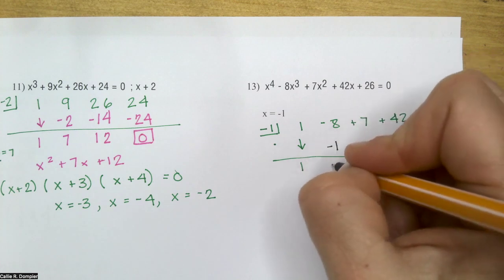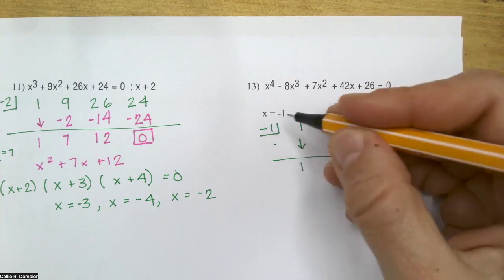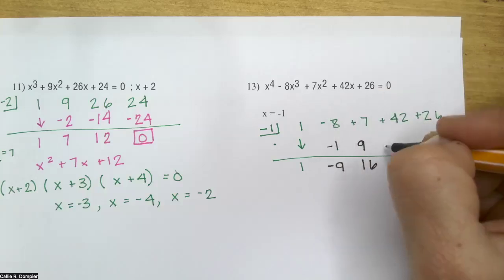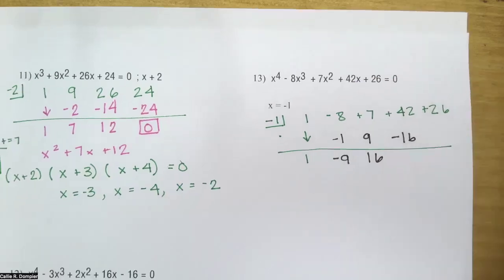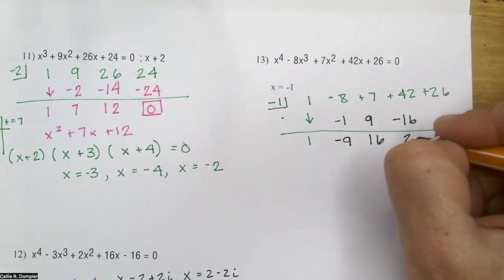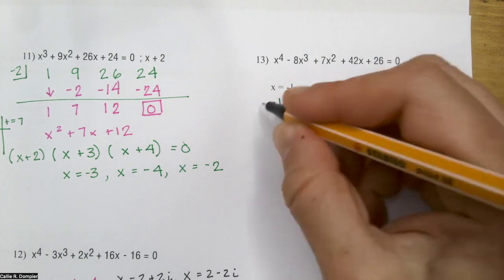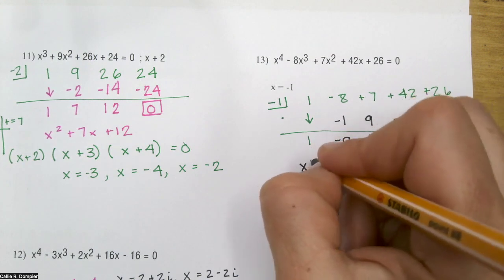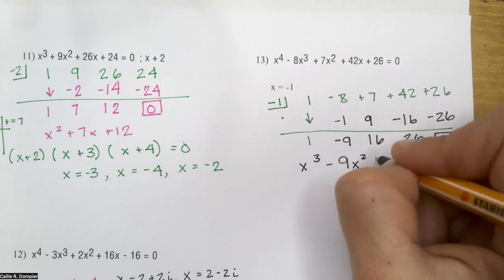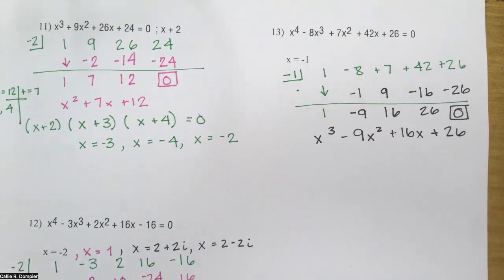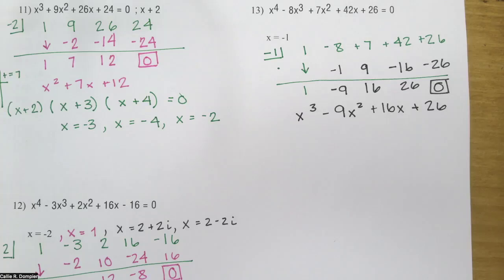Negative 8 minus 1 is negative 9. Negative 9 times negative 1 is a positive 9. 9 and 7 is 16. So that's now a negative 16 when we multiply it by negative 1. 42 minus 16 is 26. 26 times negative 1 is a negative 26, so that is a factor. Now we have 1x to the third minus 9x squared plus 16x plus 26. All right. Does anything factor? No, so we have to start inputting what could be a 0, right?